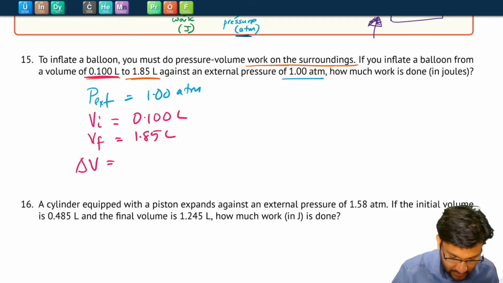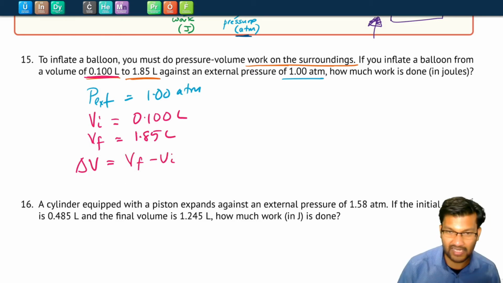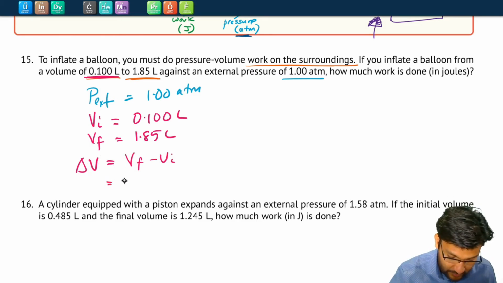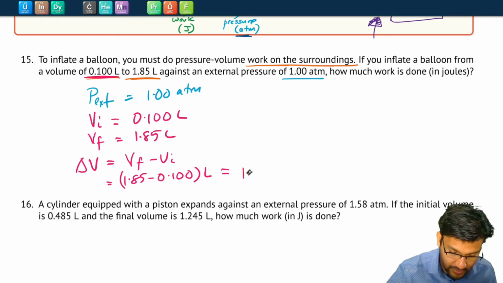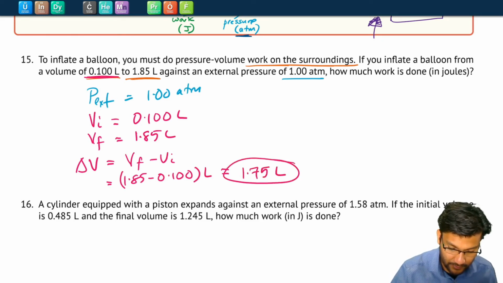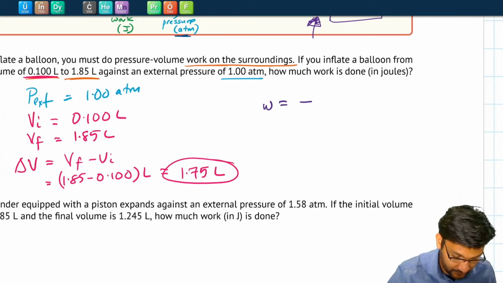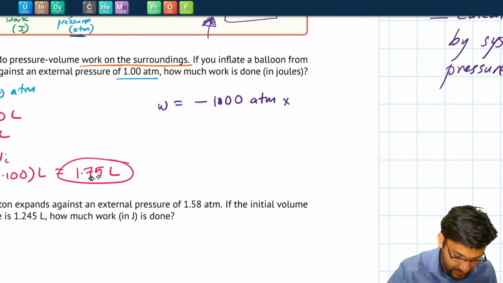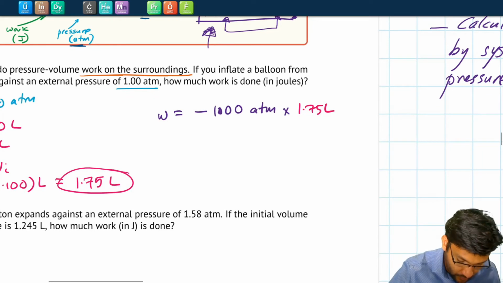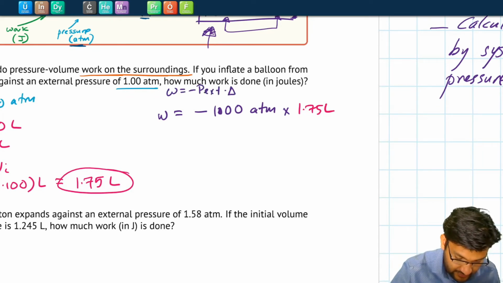This just means that our change in volume will be the final volume minus the initial volume. This is usually how we calculate the change in anything. And so that will be 1.85 minus 0.100 liters, or 1.75 liters. That's our change in volume to 2 decimal places. Okay, so then the work done on the surroundings will be negative the external pressure. So the external pressure was minus 1.00 atmospheres times the change in volume, 1.75 liters. Let me write that. So work will be negative the external pressure times the change in volume.